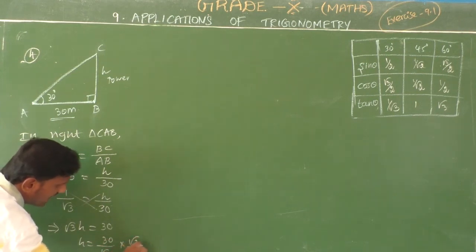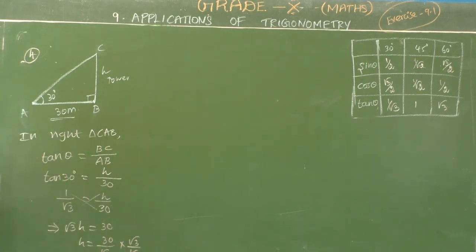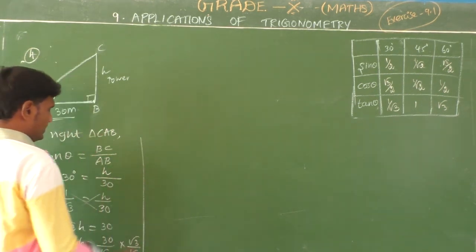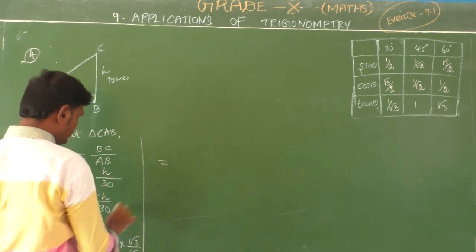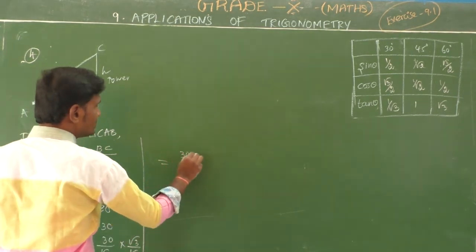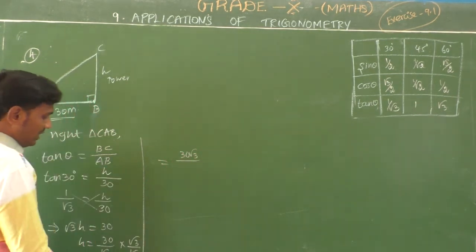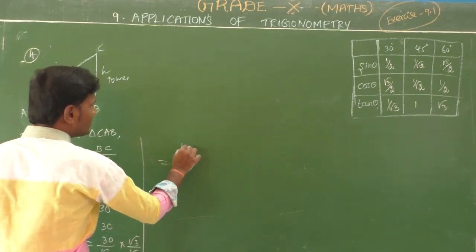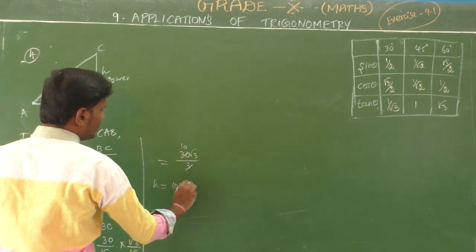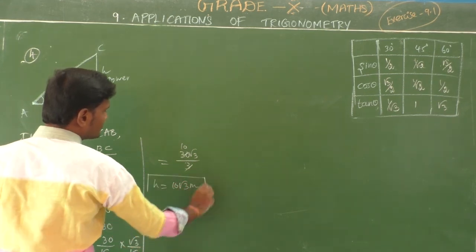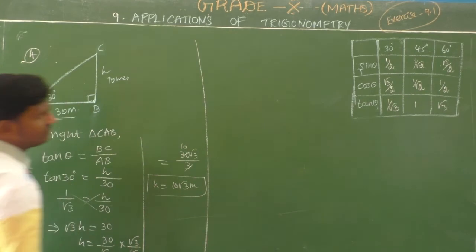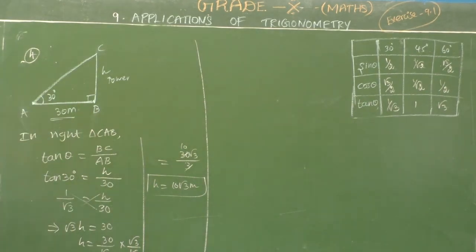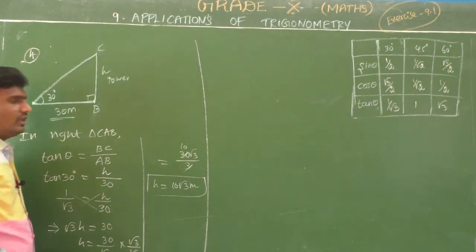So here I am going to rationalize the factor in the denominator of root 3. So 30 into root 3 gives 30 root 3, whole divided by root 3 into root 3. What will come? 3. So 1 3 is 3, 10 3s are 30. Now the height of the tower is 10 root 3 meter. Height of the tower is 10 root 3 meter. Have you got it, children?